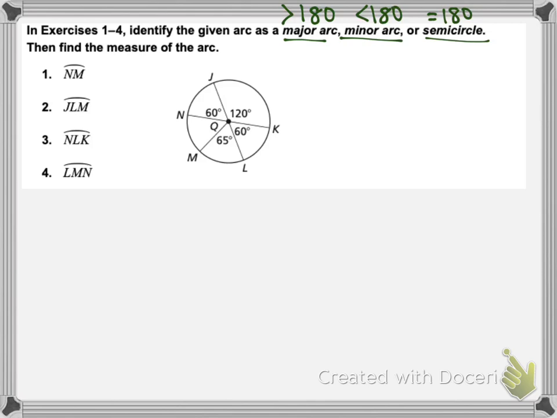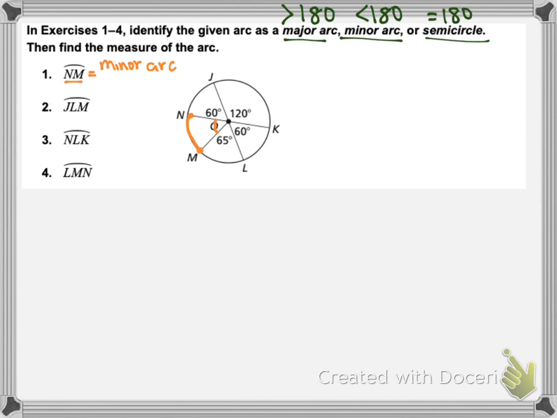So the first one is NM. Remember, whenever it's 2 letters, this is automatically a minor arc. So if we get a number bigger than 180, we did not do it correctly. So we need to find NM. The arc is congruent to the angle. So if we find this missing angle, we would find the measure of our arc.